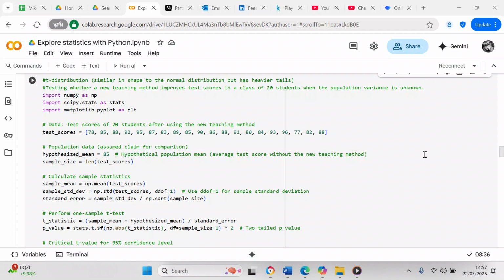After we have imported our libraries, we're going to define our test scores, and our test scores are going to be defined in a list of 20 numbers. After we've defined the test scores, we define the population data. The hypothesized mean is 85, and the sample size is the length of the test scores, and that's going to be 20, because the question says 20 students.